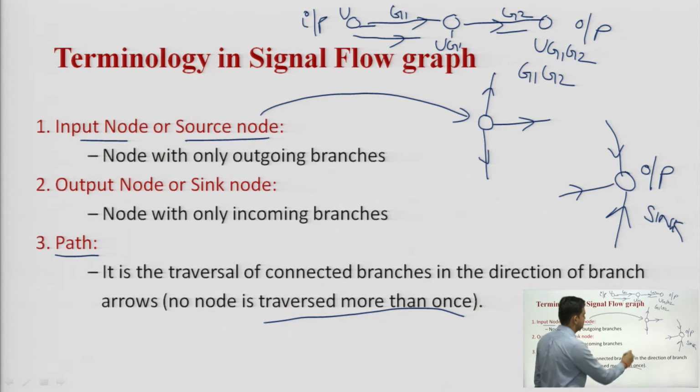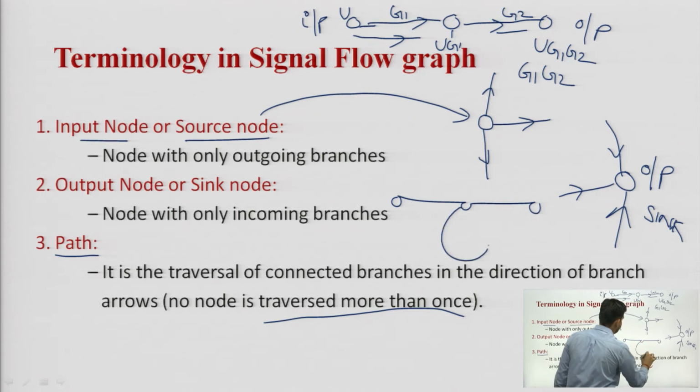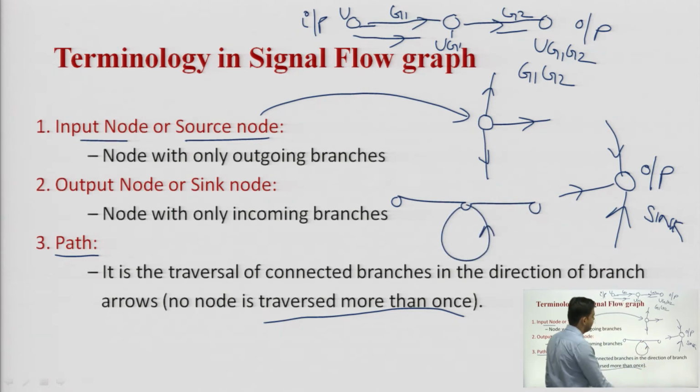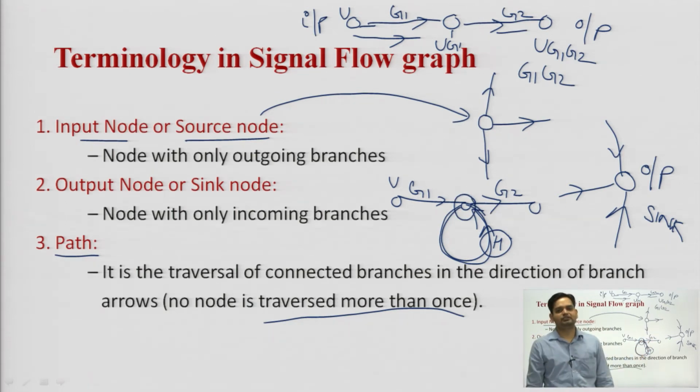For example, suppose a feedback path is present between the nodes. When I follow this path, suppose it has gains G1, G2, and a feedback gain H. My input passes through G, and then keeps repeating on the same node before going to the output. Whenever I traverse this, H comes into the picture and I am repeating this node two times. So, this repetition is not allowed in the calculation of a path.